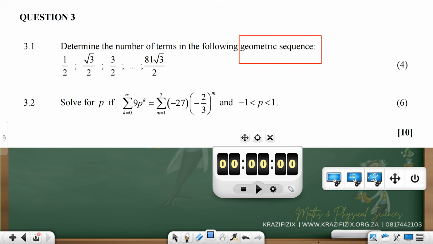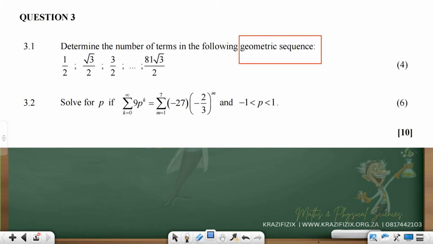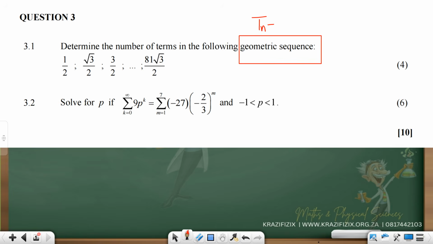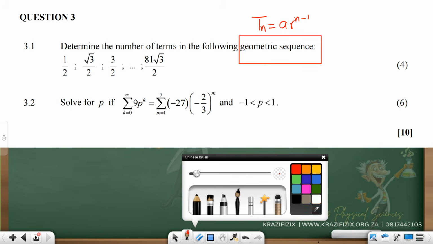Okay, guys, let's run through this. I'm sure you've tried whatever you needed to try. The first question is quite easy. The examiner already gave us that it's a geometric. So what I need to ask myself is, what is the formula for geometric? Tn is what? A r to the power what? N minus 1. Let's work with what we know.